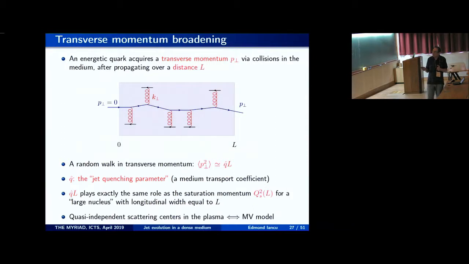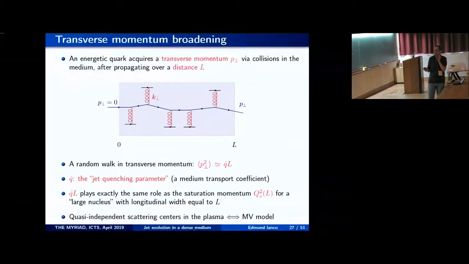Now you may remember that this picture you also see in my previous lectures on the color glass condensate. At that time, I was associating this picture with what's called the saturation momentum of the nucleus. In fact, the product q̂L plays exactly the same role as the saturation momentum Qs² for a large nucleus whose longitudinal width is equal to L. But in the case of the nuclei, the longitudinal width was fixed once and for all, the nuclear width, whereas here this size L is variable because one can cross the medium over a distance L which depends upon the event.